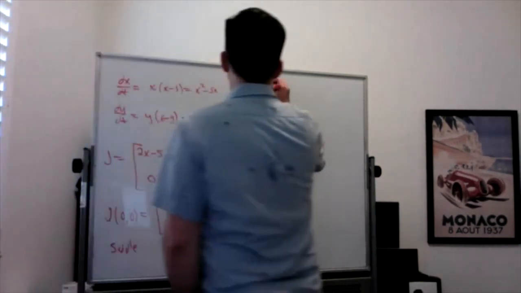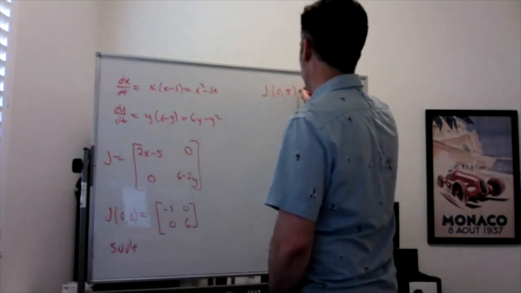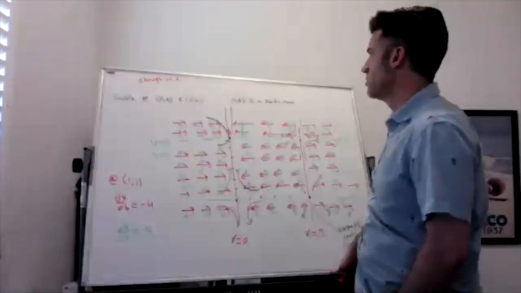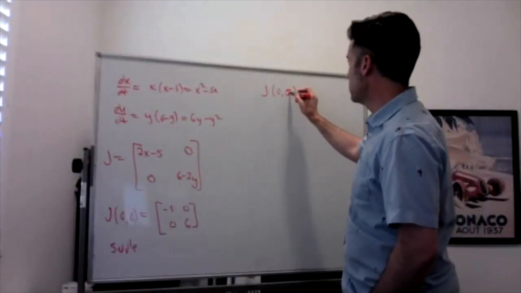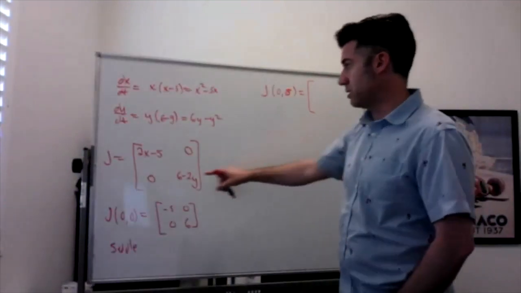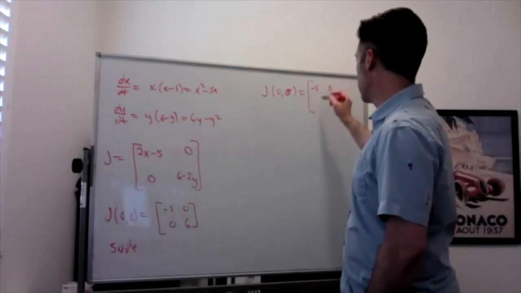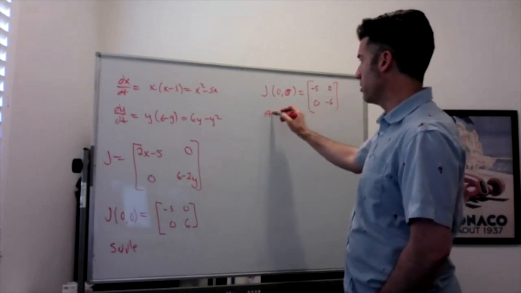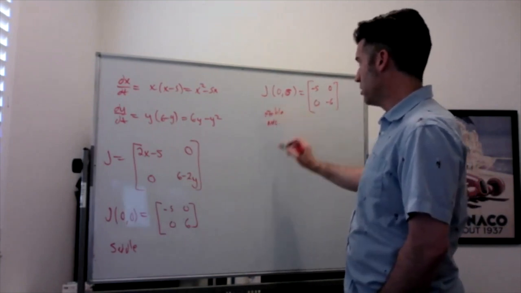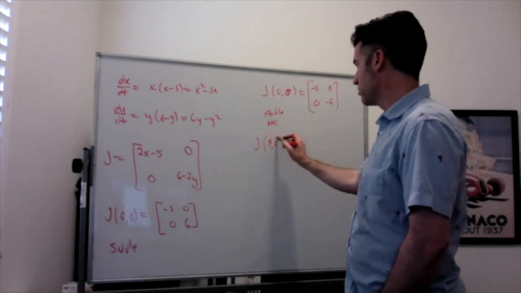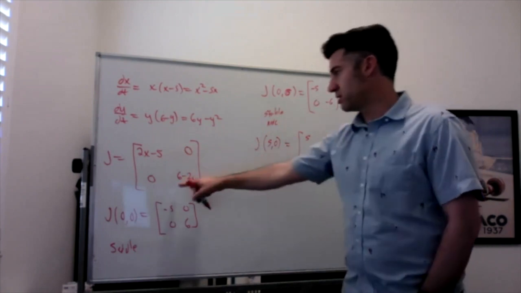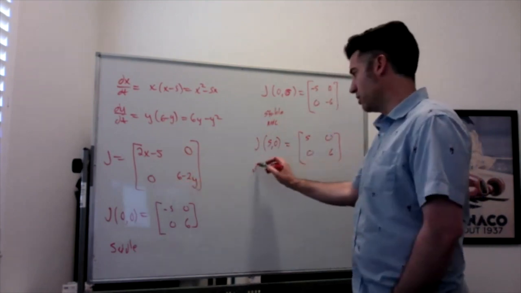Let's look at (0, 5). Well, if I plug in 0 for x and 5 for y, it was (0, 5), right? No, it was (0, 6), excuse me. Plugging in (0, 6), we're going to get -5, 0, 0, and 6 minus 12 is -6. Oh, that's a stable node. If we plug in (5, 0), we get 10 minus 5, 0, 0, 6 minus 0. Oh, it's an unstable node.